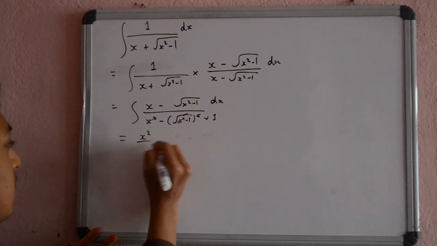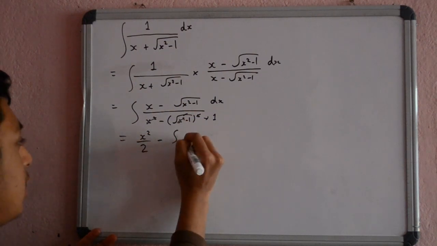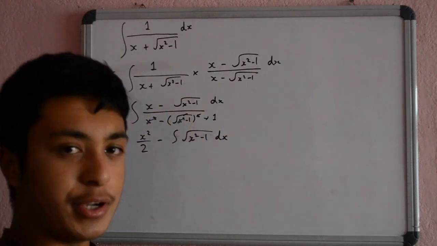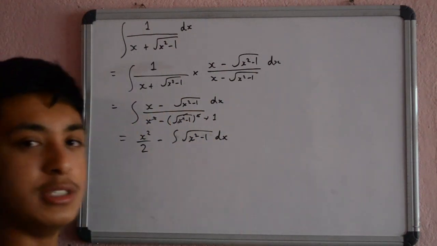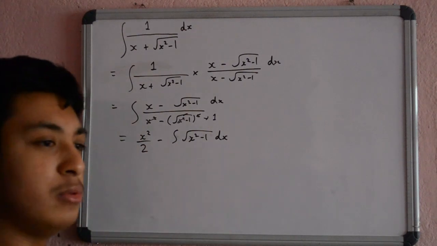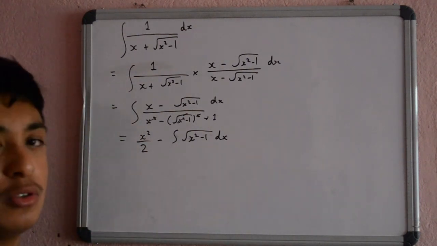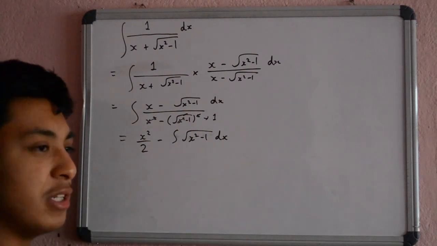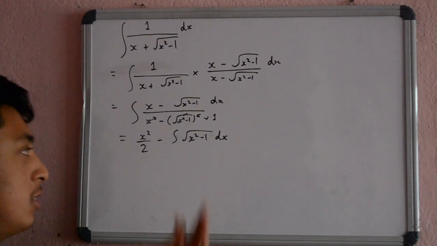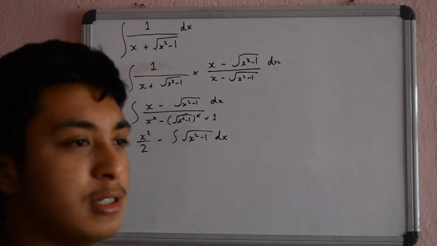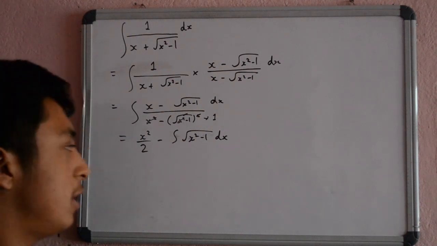So for the first one it is just x squared by 2 minus the integration of root x square minus 1 dx. Now here you can directly use the formula for these types of integrals and we'll get the answer right away, or you can do whatever you want to get the answer over here, whether it be partial fraction or DI method, integration by parts, or the simple trigonometric substitution. Not that simple, but easy to understand and evaluate.